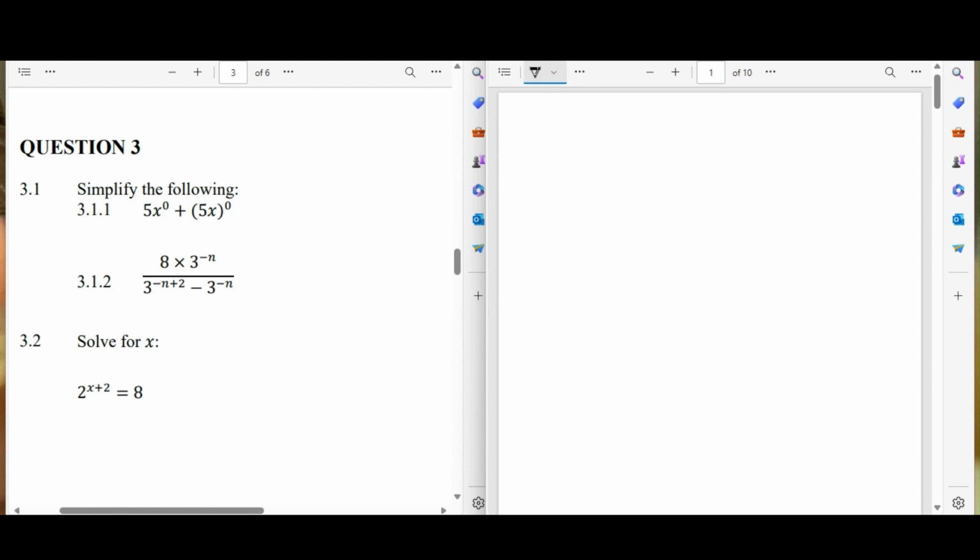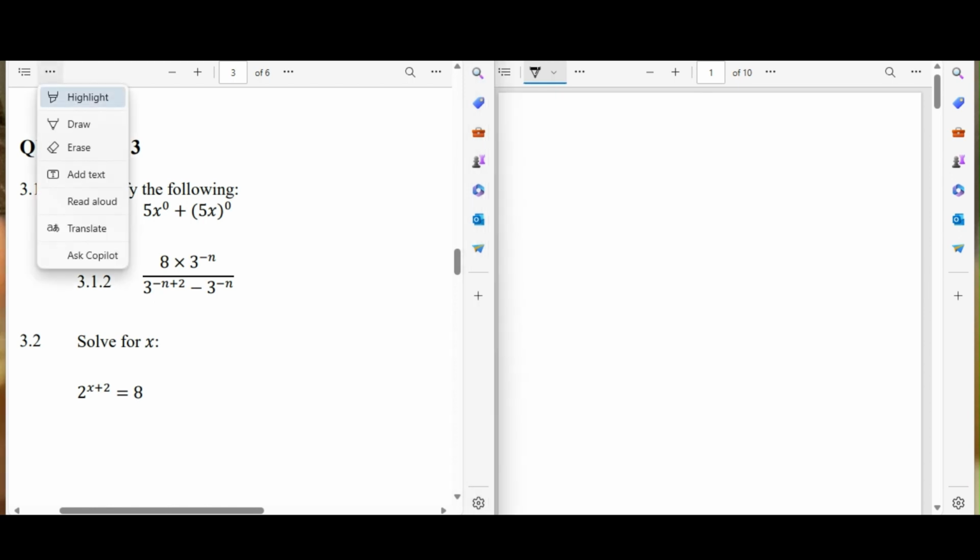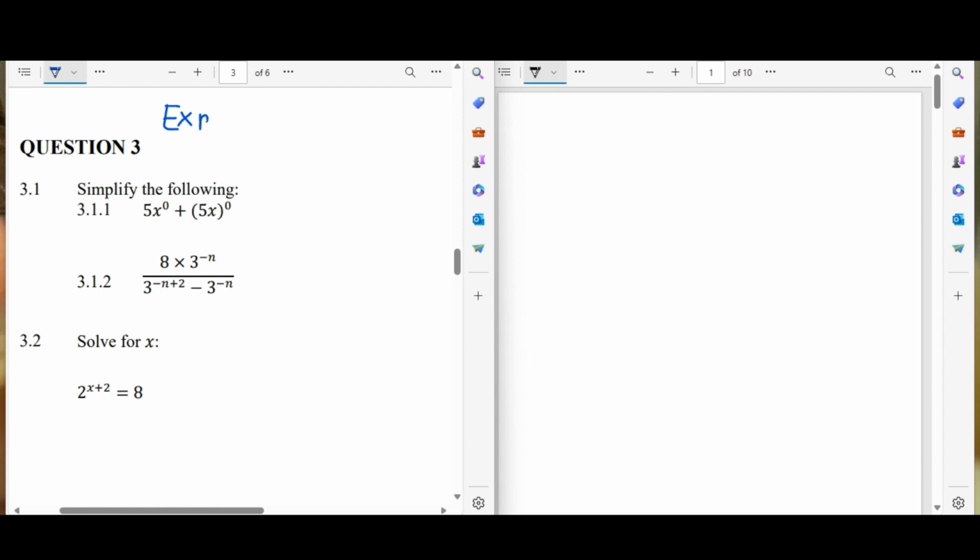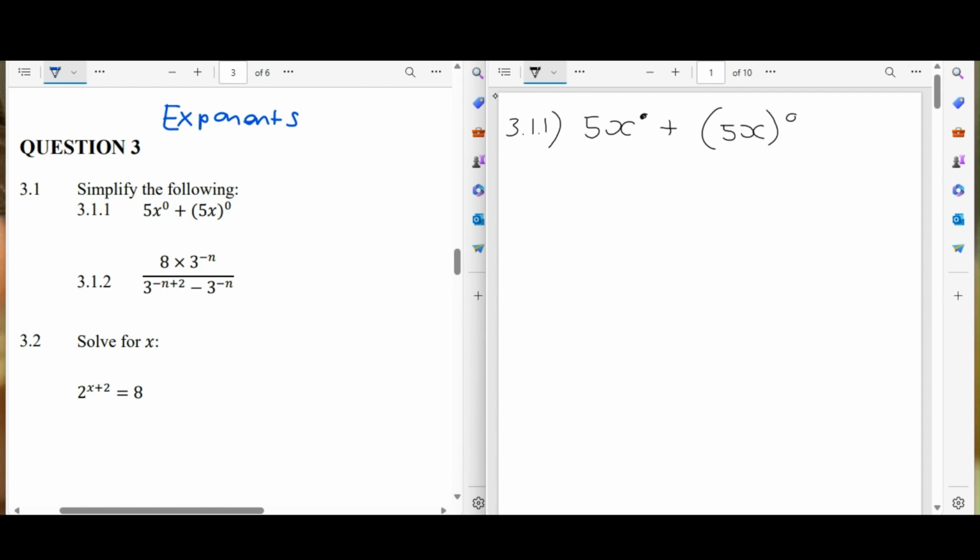In question 3, we need to simplify the following. These are all questions with exponents. If you're struggling with these, that's what you need to be looking at again. First, 3.1.1: simplify the following. We've got 5x to the 0 plus 5x to the 0.